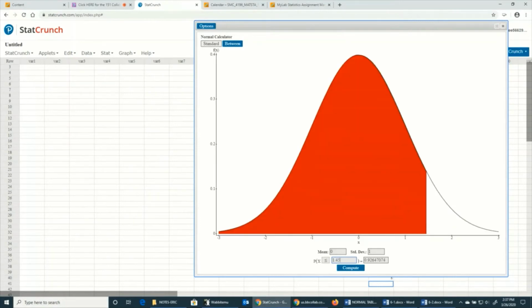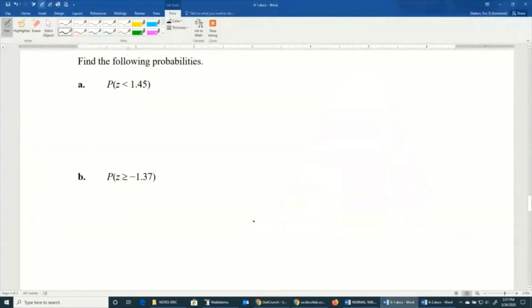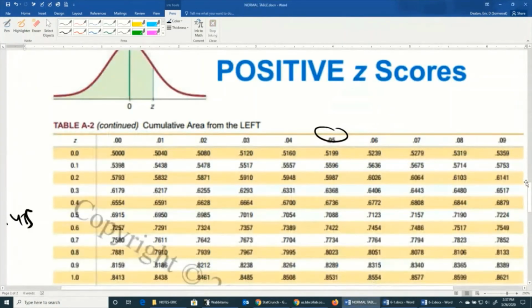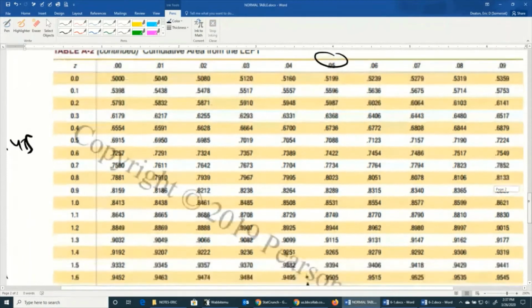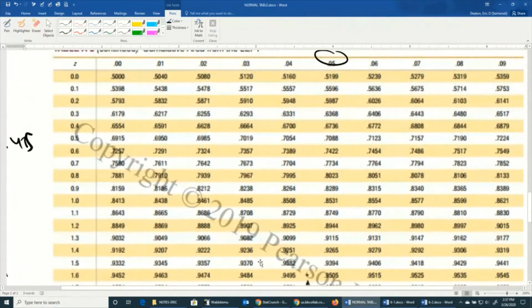Just hit enter, and what do you see there? 0.9265. And if you want to look at the table quickly, because I'm sure a lot of people will: 1.4, and then the 5 is right there, 0.9265.